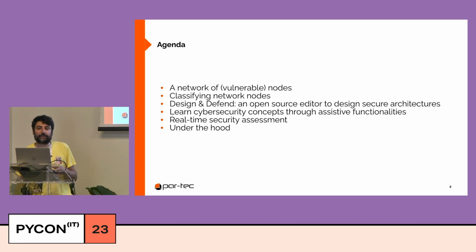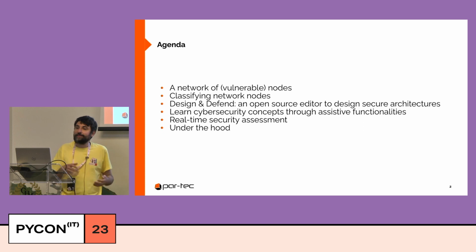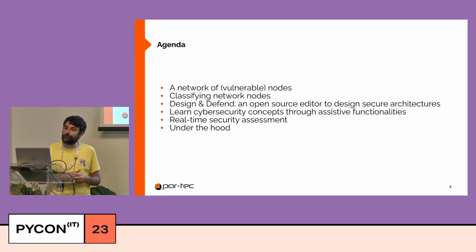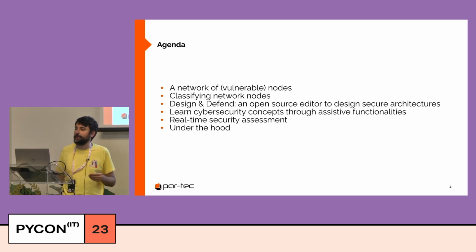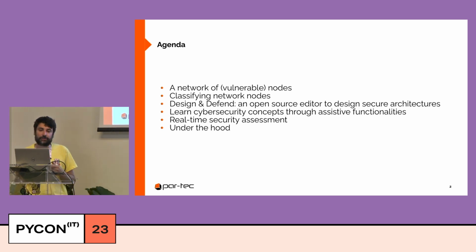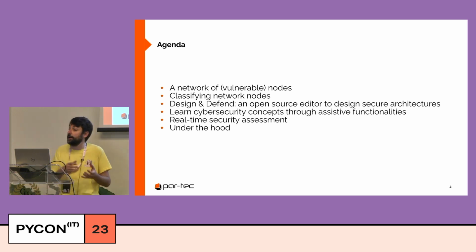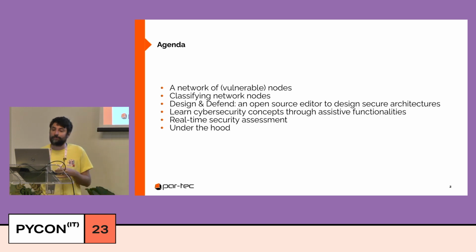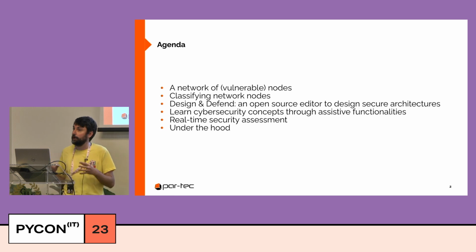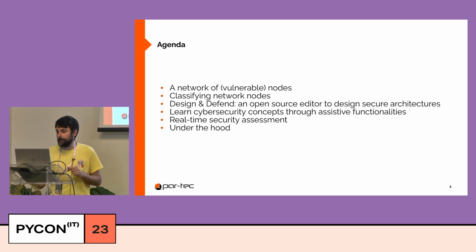So we'll start saying that a network is a network of vulnerable nodes. Then we need to classify those nodes. And then we will arrive to our application, an open source editor to design secure architecture. We will see that using this experimental application, we can learn cybersecurity concepts through assistive functionalities, and we can have a real-time security assessment. Then we will see how this application works under the hood. There are two very interesting parts.